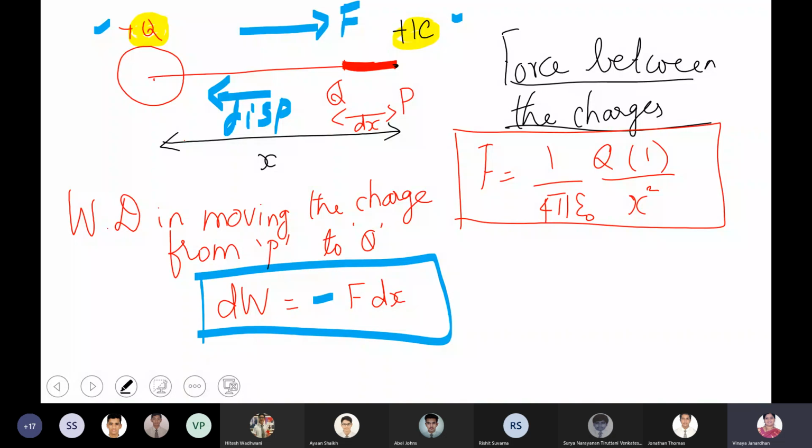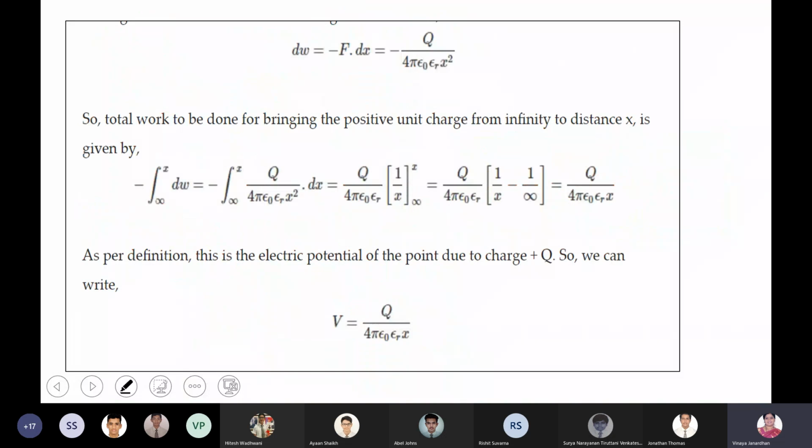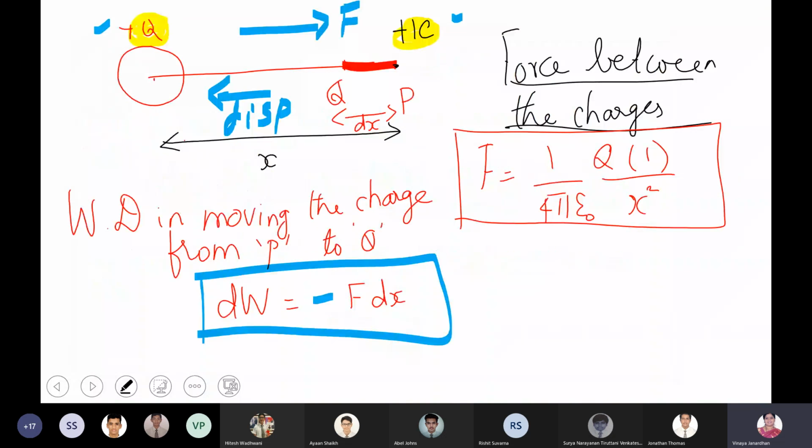What happened? Ma'am, plus Q is the point charge. Yes, plus Q is a point charge. Okay, ma'am. Because you all can see the slide. Yes, ma'am.